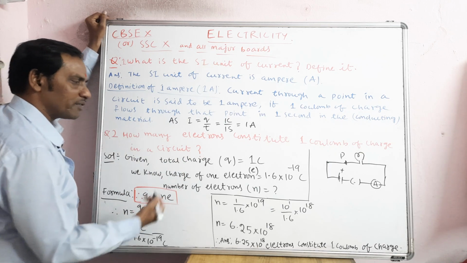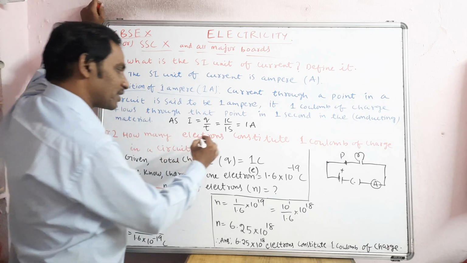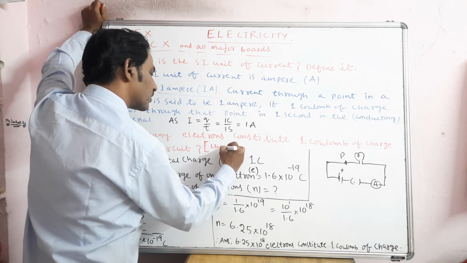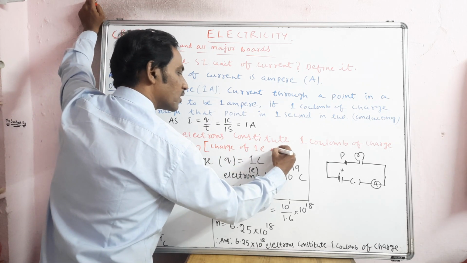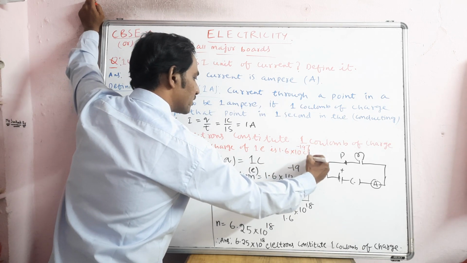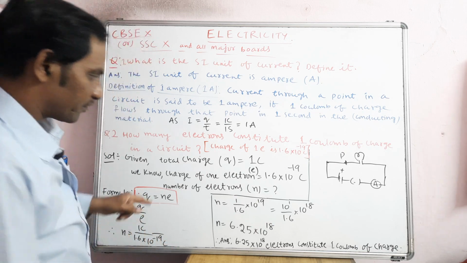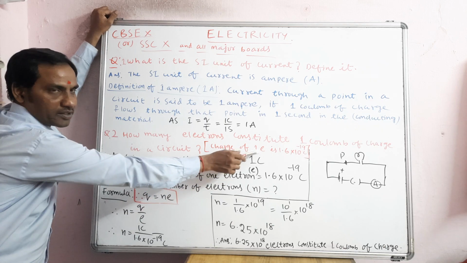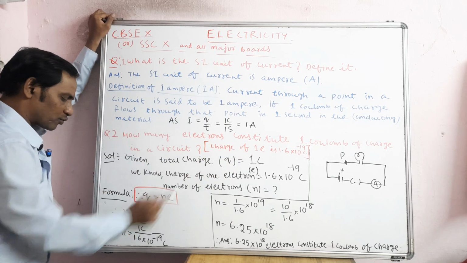Sometimes, in the question itself in CBSE etc., they may give in brackets that the charge of 1 electron is 1.6 into 10 to the power of minus 19. It doesn't matter, but generally we try to remember constant values, even if they don't give them. Now N is equal to Q by E, memorize this. Substitute the values: Q is 1 coulomb and E is this.